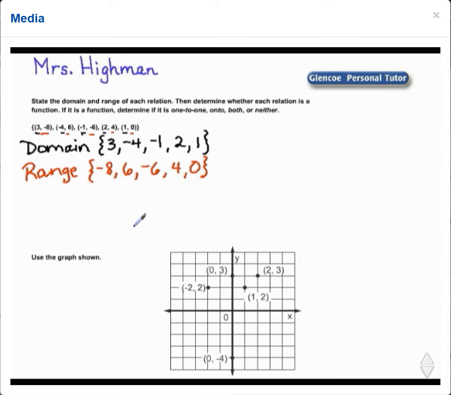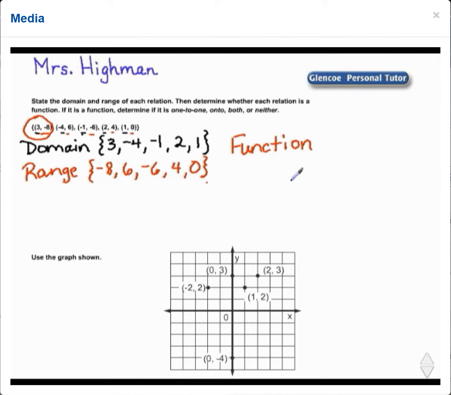Well, now we have to determine whether or not we have a function. Well, for a function, it means that every element in the domain, so that's each of the x's, can have only one pair in the range. So if we take a look, the 3 is paired with -8 only from our ordered pair right here. 3 doesn't get paired with any other values. The same with -4, it has one pair. -1 has one pair with 2 and 1. So it is a function. Because each element of the domain has only one pair in the range.